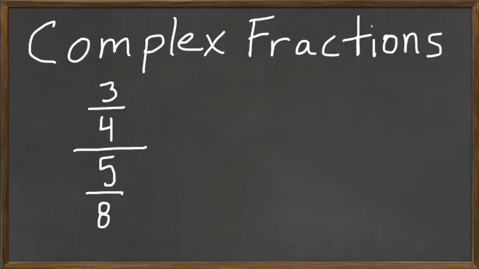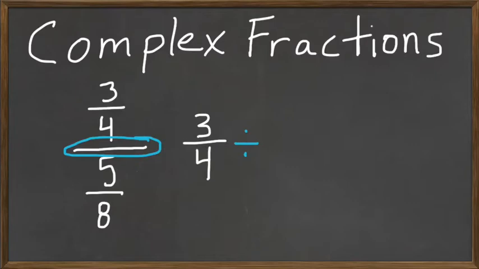Let's simplify the complex fraction 3 over 4 divided by 5 over 8. Now what we want to do is separate this into two different fractions. Now notice this division bar we can write as a division, and that's what I'm going to do. I'm going to write that as a division. It is 3 over 4 divided by 5 over 8.